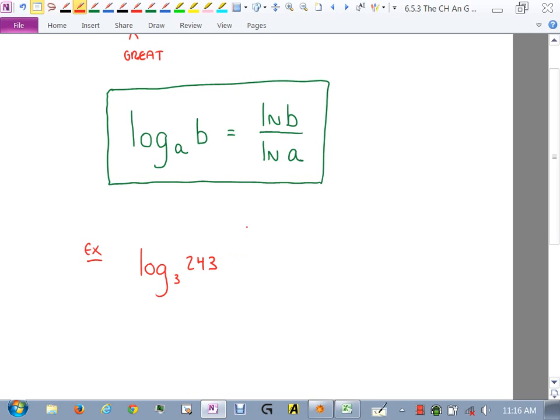If I didn't know the answer is 5, then what I could do is get on my calculator and do natural log of 243, and divide that answer by the natural log of 3. So get your calculators out and try and see if you can do this. Everybody's calculator is going to be a little bit different, all right?